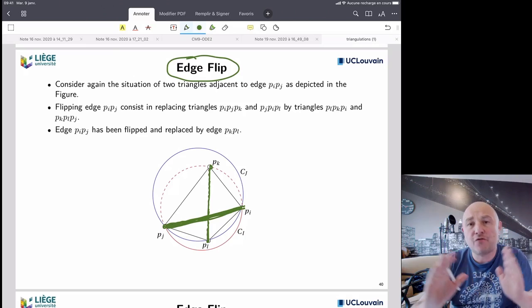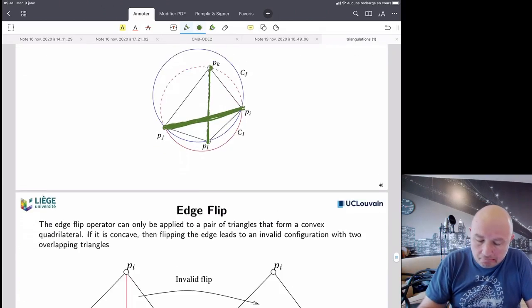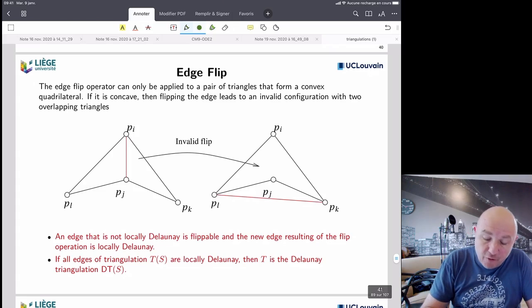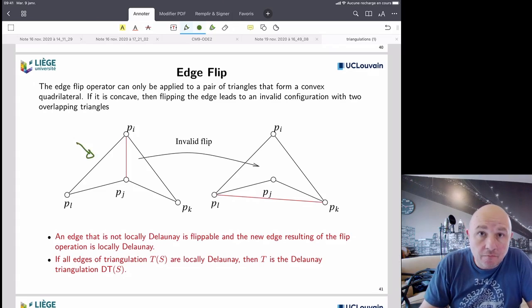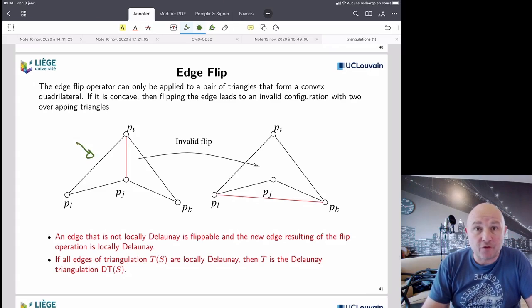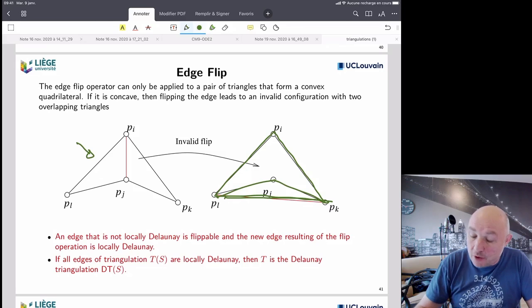It has lots of theoretical implications. One thing you could ask me is, what happens if the quadrilateral is concave? If the quadrilateral is concave, you cannot do a flip, because what you would have is two triangles, one here and one here, that actually overlap.